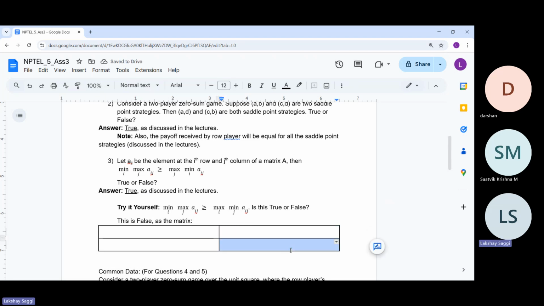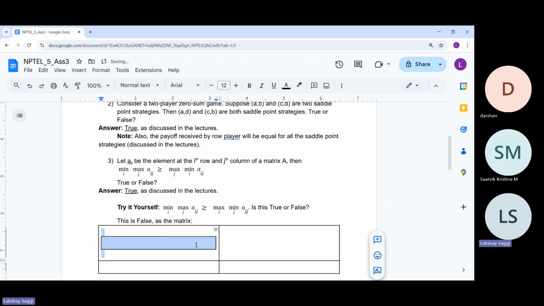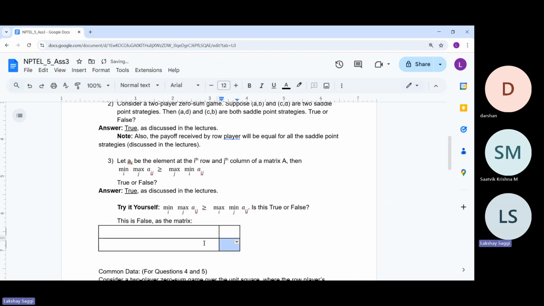So I don't need this to be this much in size. Reduce its size.